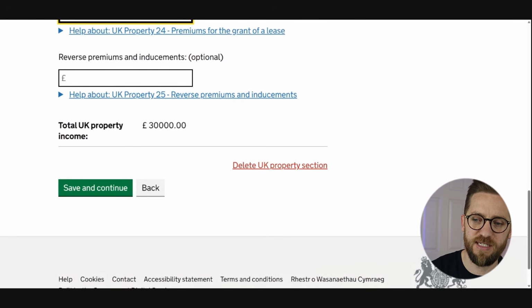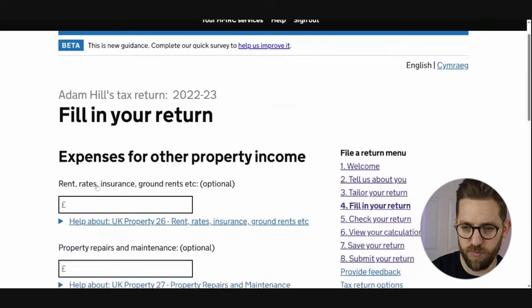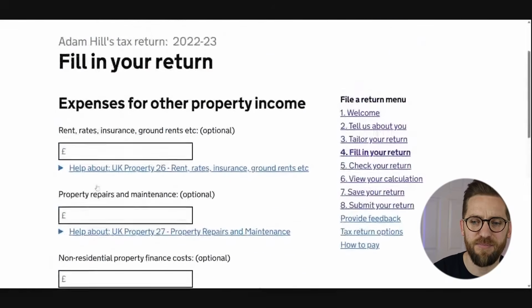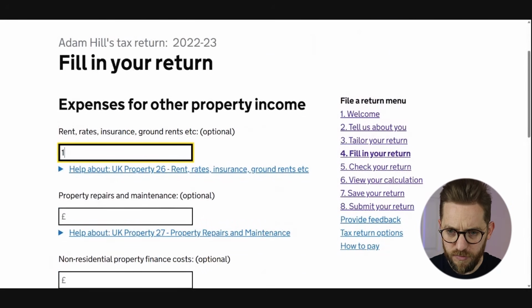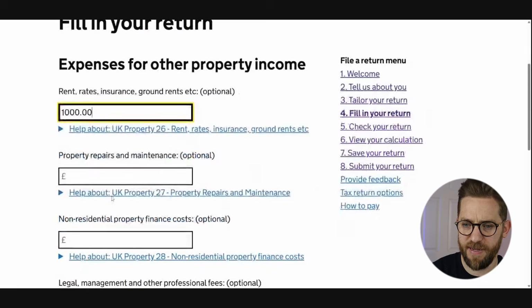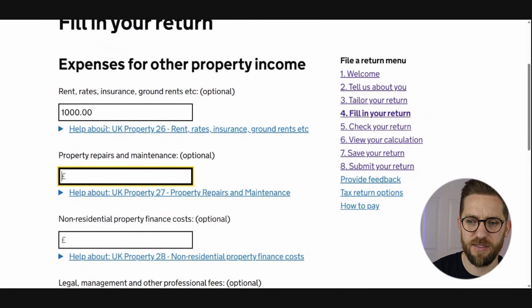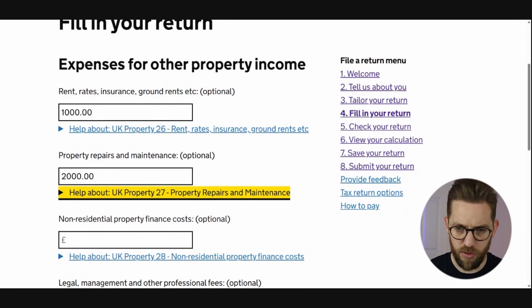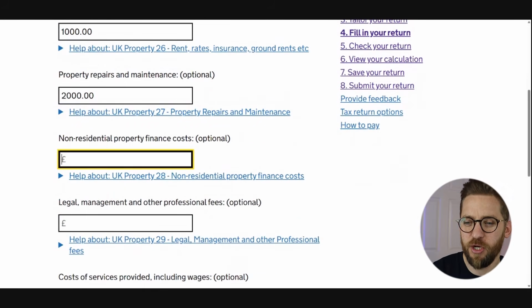So I've got my £30,000 of income from property, my two other types of property income, and then we're on to declaring expenses again. So again, you're just looking for a category that fits your expense type. Repairs and maintenance, insurance, ground rents. You're going to plug in your figures from here. Non-residential property finance costs.